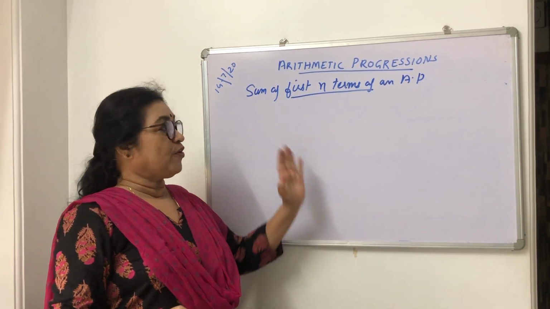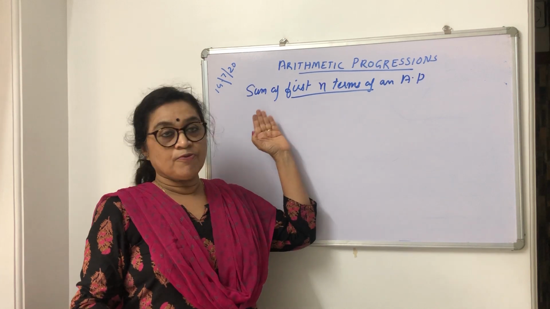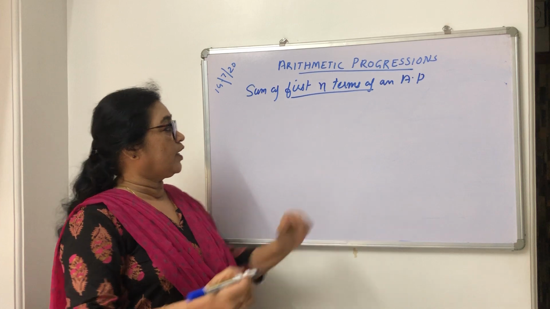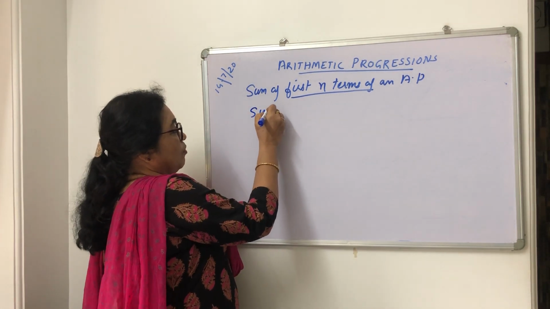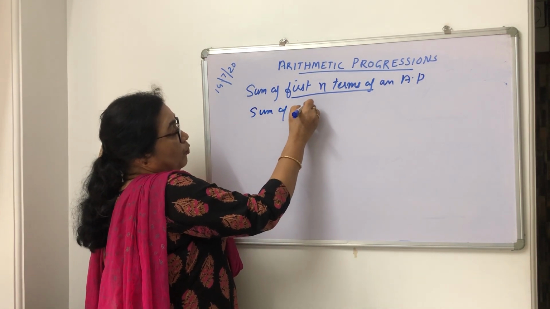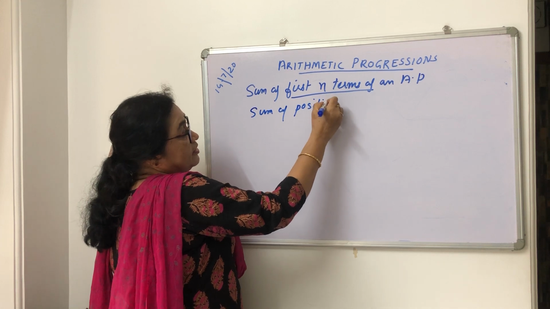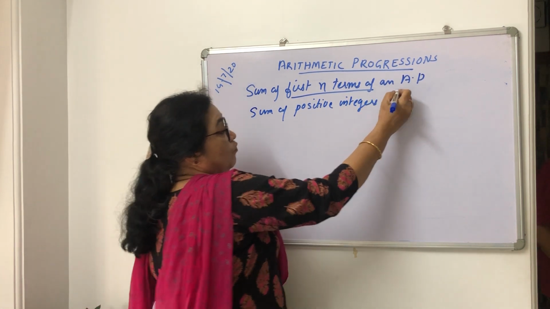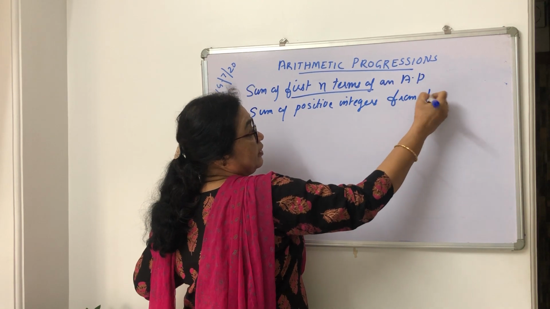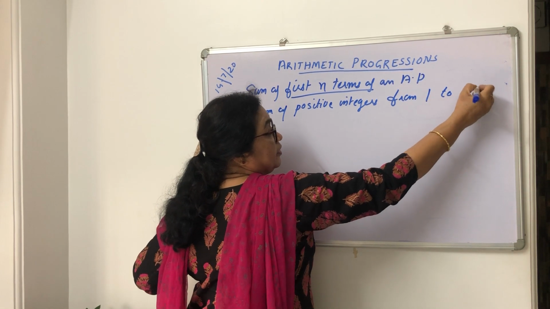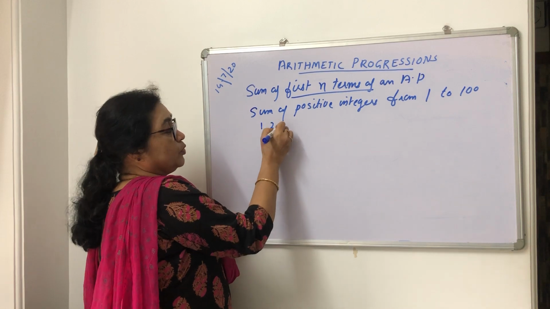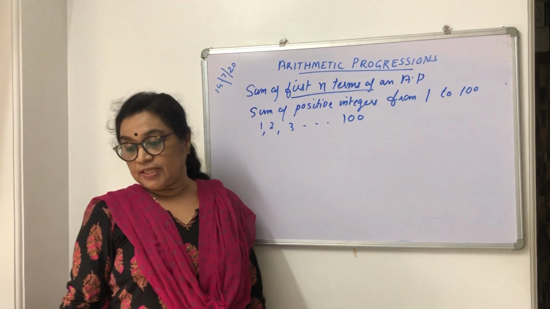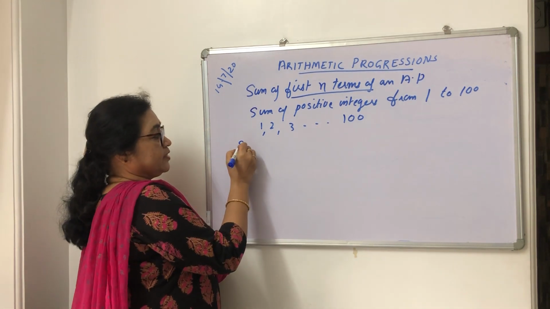So now I am going to find the sum of positive integers from 1 to 100. That means you see 1, 2, 3, 4, etc. up to 100, you are going to find the sum. Suppose I am writing S is equal to.